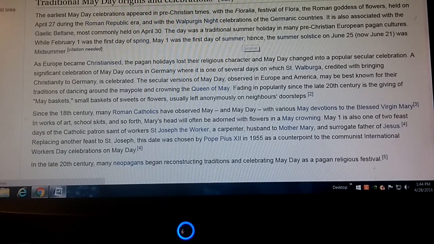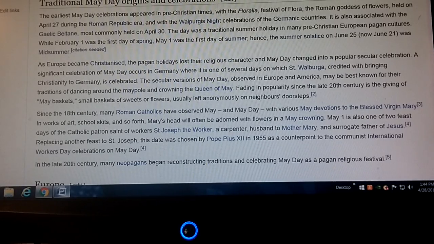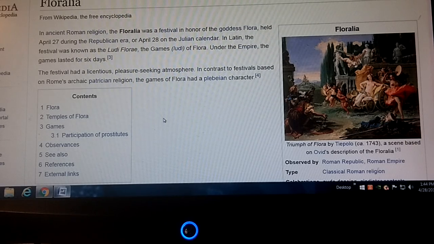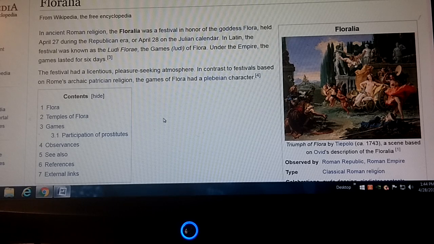Okay, having said that about the false gods, I want to bring into the picture here where we see, under the title of traditional May Day origins and celebrations, mention of the Festival of Flora. Okay, she was the Roman goddess of flowers. And we're going to click on that and see. Okay, it says in ancient Roman religion, the Floralia was a festival in honor of the goddess Flora, held April 27th during the Republic era, or April 28th on the Julian calendar. In Latin, the festival was known as, and I can't pronounce that, but it says the Games of Flora. Under the empire, the games lasted 6 days.